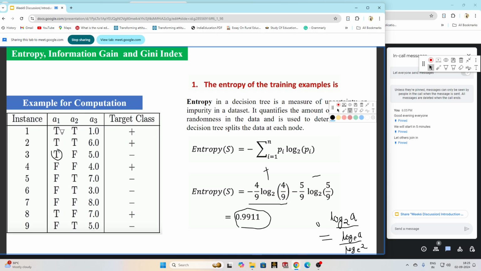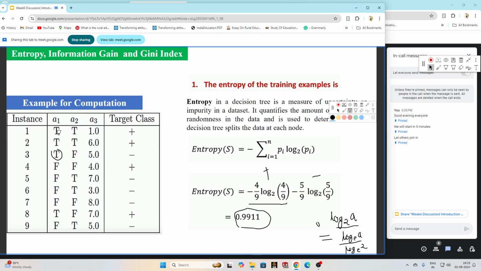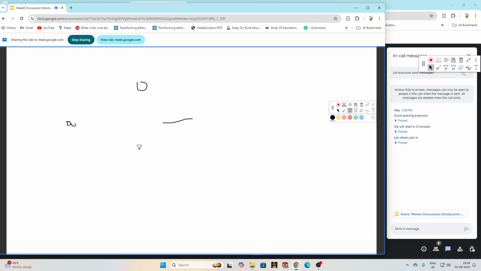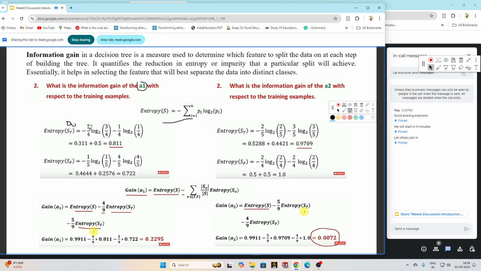So A1, I have told you, if I only take the true examples, that is entropy of S_T, we are talking about A1 here. For A1 we have 1, 2, 3, 4, 4 true examples, that is why we divide by 4. But in those 4, only 3 examples are giving a positive output. This true example is giving a negative output. So that is why minus 3 by 4 log base 2 of 3 by 4, minus 1 by 4 log base 2 of 1 by 4. By that we can find out the entropy of true.